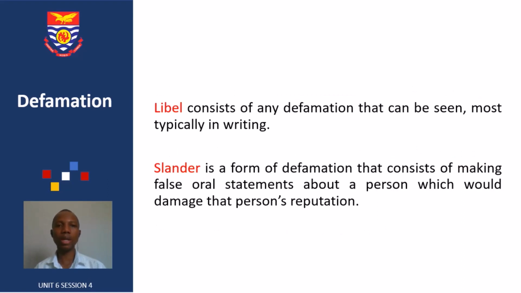So basically, when you talk about libel, you are talking about making a false statement of a permanent nature, that is, the statement is in writing. You publish a statement about a person which is false. Slander is a form of defamation that consists of making oral representation about a person. The statement has the capacity to tarnish the image of the person or bring damage to the person's reputation. So, whilst libel is in writing, slander is an oral statement.